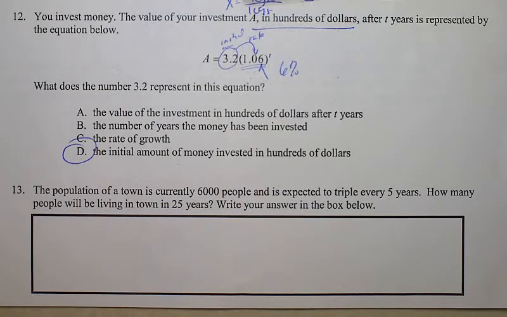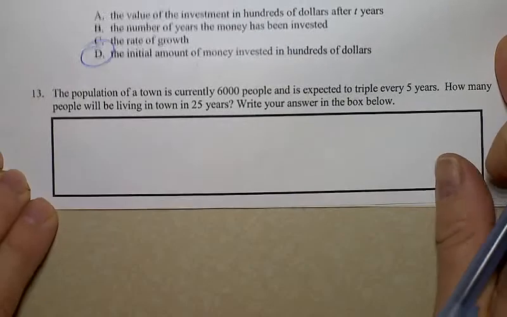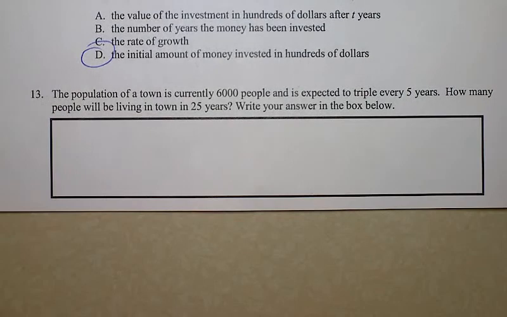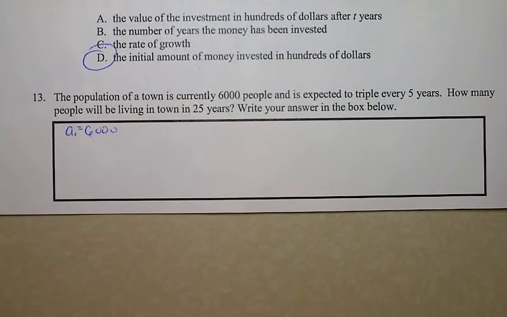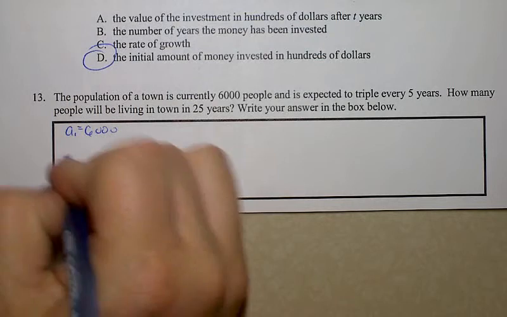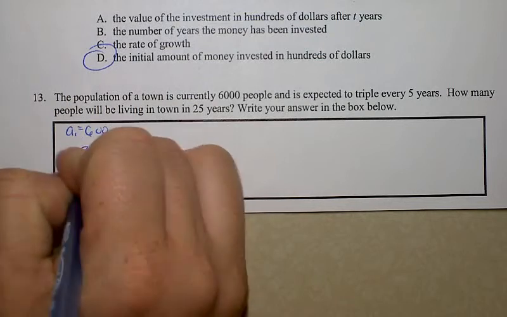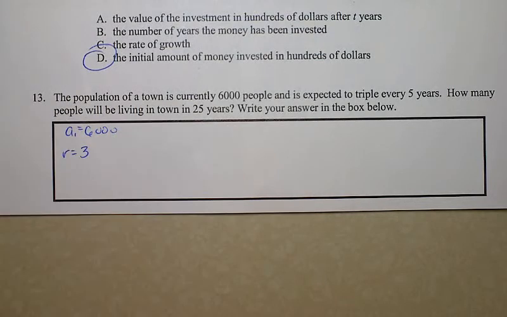Let's move down right now to number 13. The population of a town is currently 6,000 people. So A sub 1 is 6,000. It's expected to triple every 5 years. So your rate is tripling. I'm going to represent that with a 3, and I need to know that happens about every 5 years. How many people can we expect to be living in the town in 25 years?